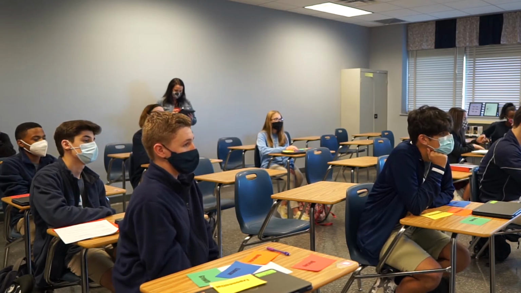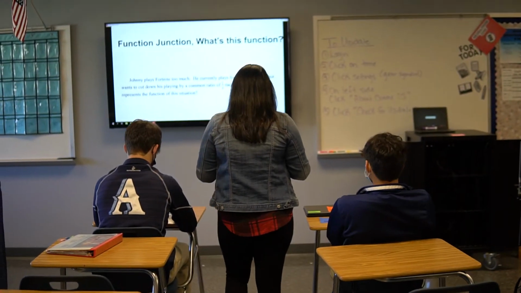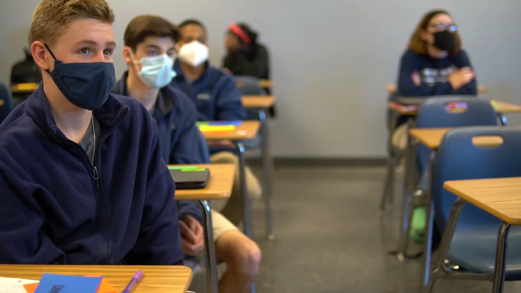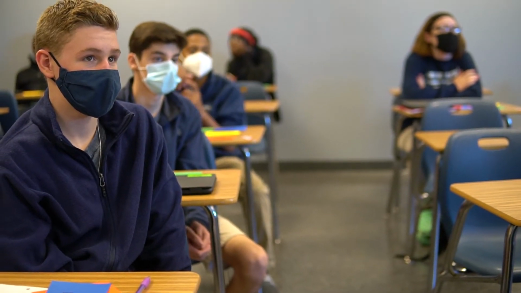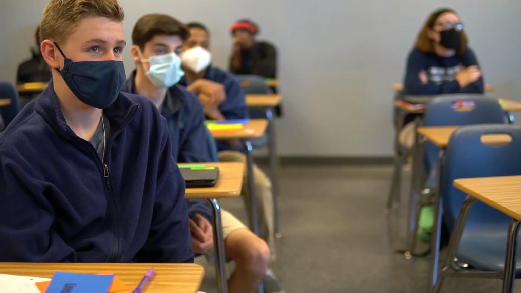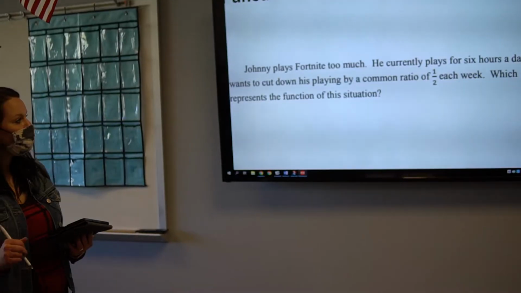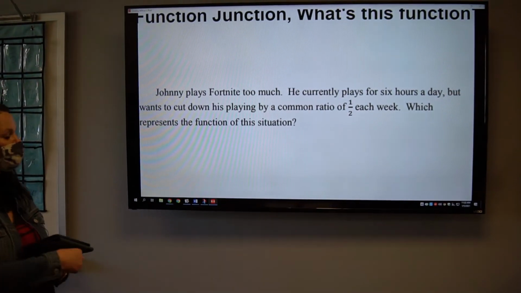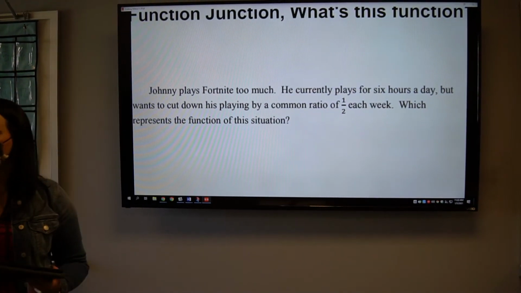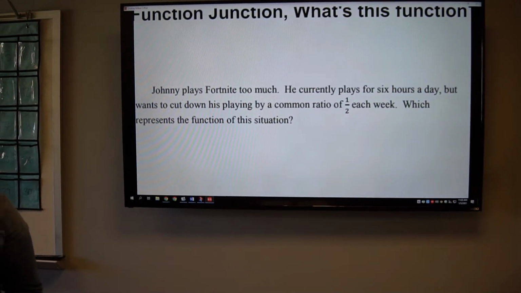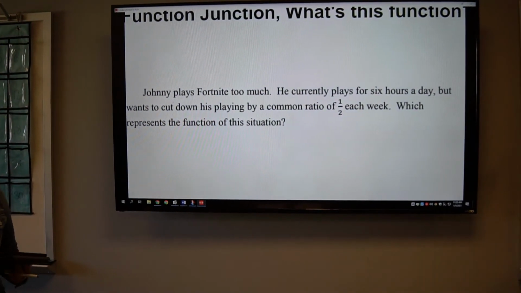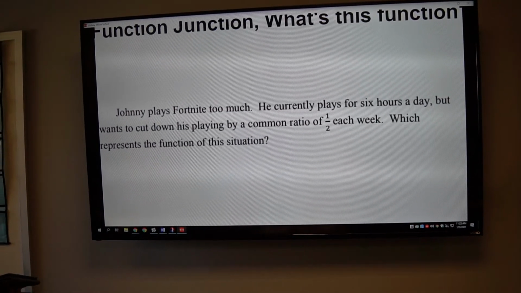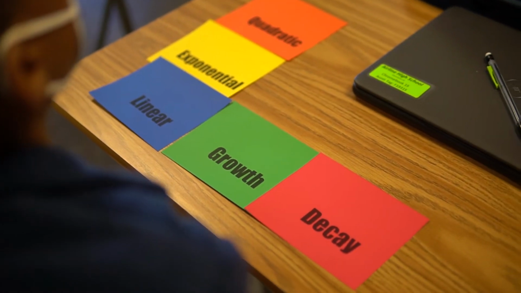Good job. All right, let's do one more context. Johnny plays Fortnite too much. He currently plays for 6 hours a day, but wants to cut down on his playing by a common ratio of 1/2 each week. Which function represents this situation? Is it linear, quadratic, or exponential? So red, orange, or yellow. I'm sorry, blue, orange, or yellow.